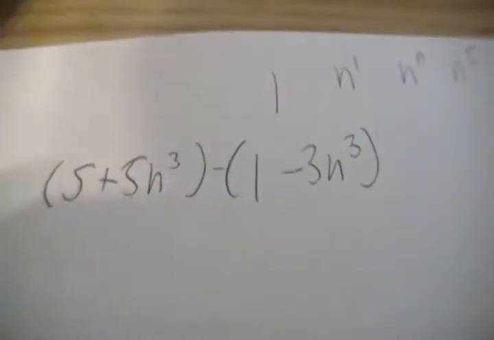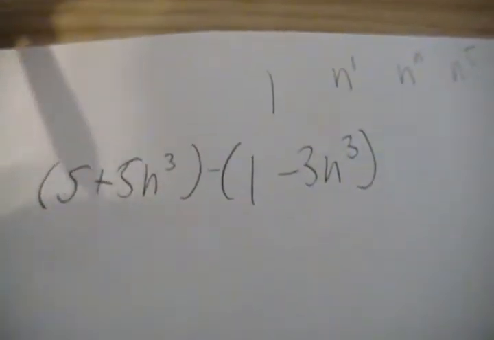So for example, we have, say, 5 plus 5n cubed minus 1 minus 3n cubed. Okay, so first things first, we need to do the order of operations, right? So what comes first? Parentheses. Well, you can't really do anything in these parentheses. We leave this alone. Of course, try this one.